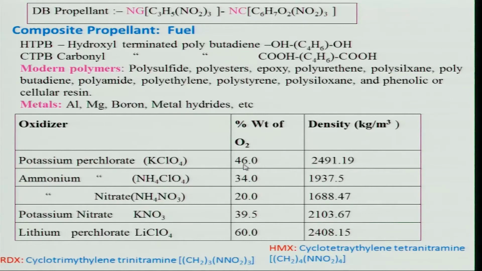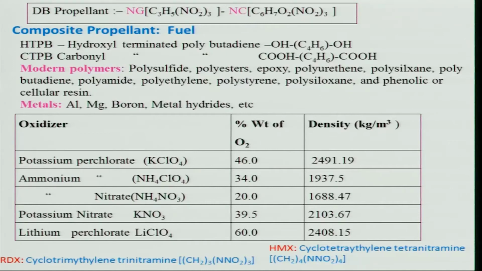Like if you look at oxygen percentage, generally potassium perchlorate 46%, and it has quite a high density, 2491.19 kg per meter cube. Ammonium perchlorate 34%, of course, it is being used, and its density is 1937. But besides this, like ammonium nitrate, potassium nitrate, lithium perchlorate is being used, but if you look at temperature, highest is basically potassium perchlorate, next is lithium perchlorate, which is not being very much used, but the ammonium perchlorate is being used very much, even it has to be used for explosive purposes.